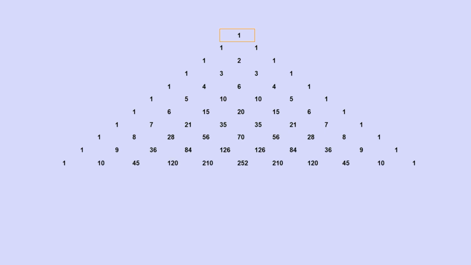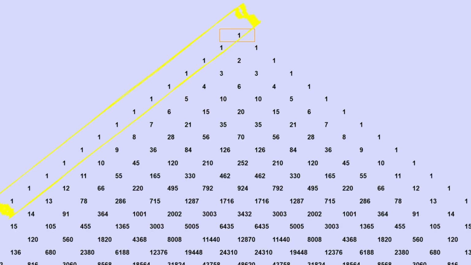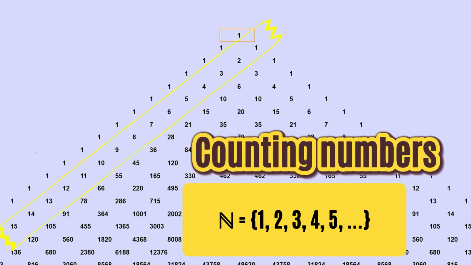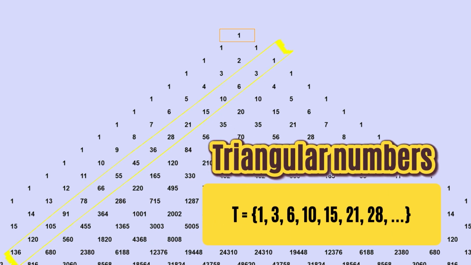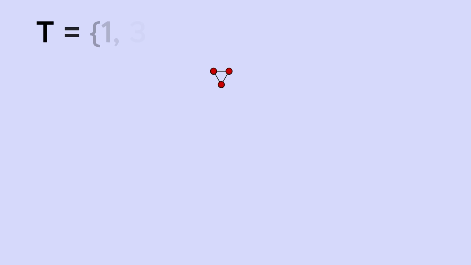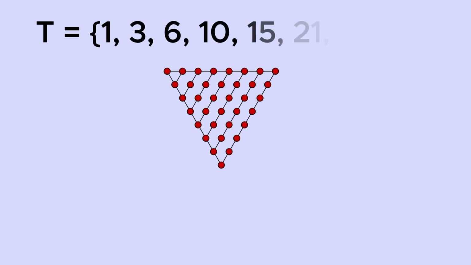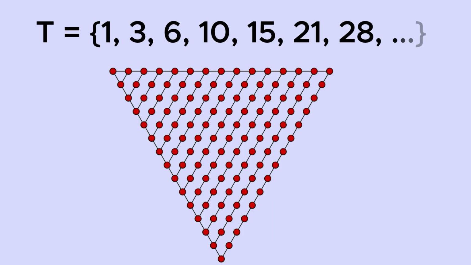Now let's move into geometry. If you look carefully at Pascal's triangle, you will notice patterns running along its diagonals. The first diagonal is simple. It contains only ones. The second diagonal forms the counting numbers: 1, 2, 3, 4, 5, and so on. The third diagonal creates what mathematicians call triangular numbers. These are numbers like 1, 3, 6, 10, 15, and 21. Each of these numbers represents a collection of points that can be arranged into an equilateral triangle.